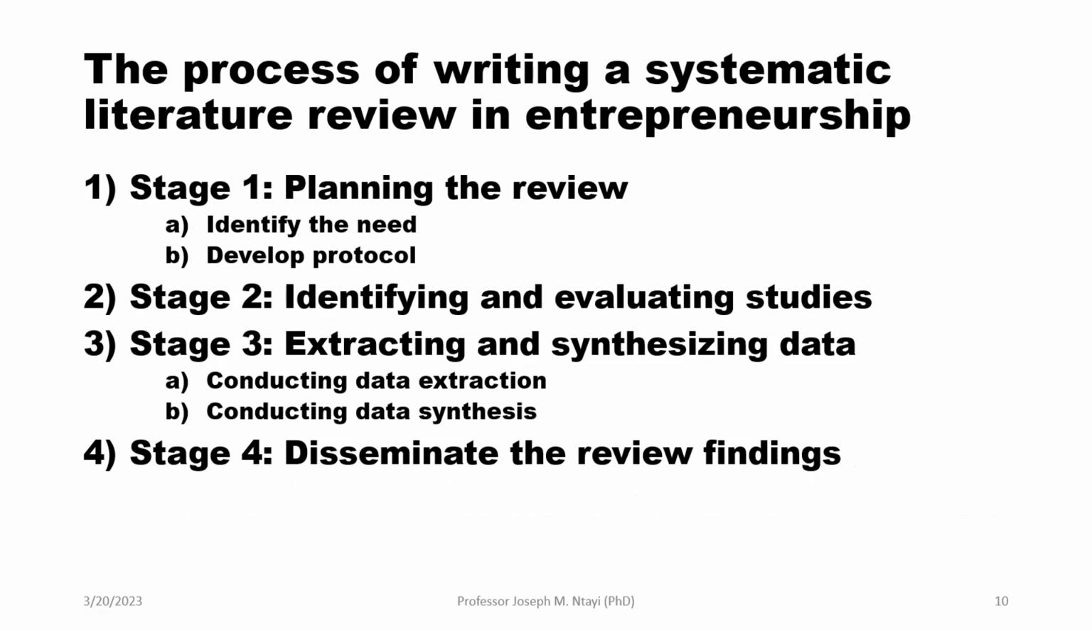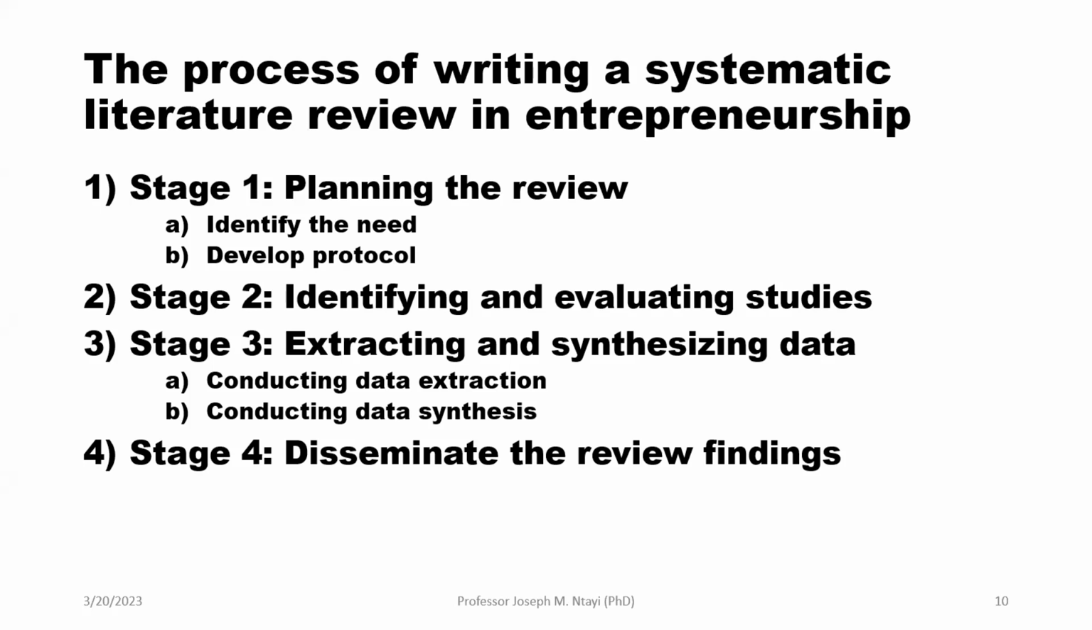But I'll take you through what I consider to be the main steps. As you can see, there we have around 4 stages. The first one is what we call planning the review. You must plan the review. Then stage 2, identifying and evaluating studies. 3, extracting and synthesizing data. And 4, disseminating the review findings. So what I'm going to do now is to discuss each of these stages, starting with stage number 1, which is planning the review.